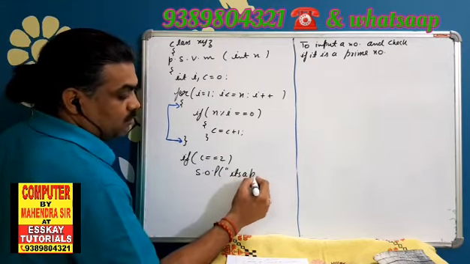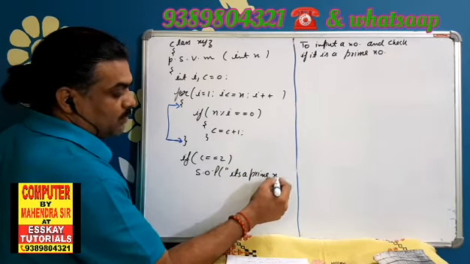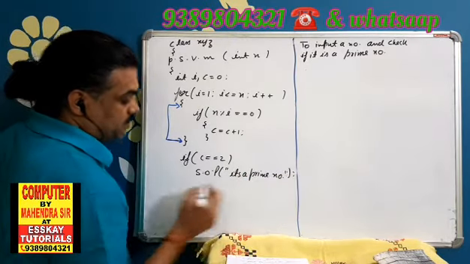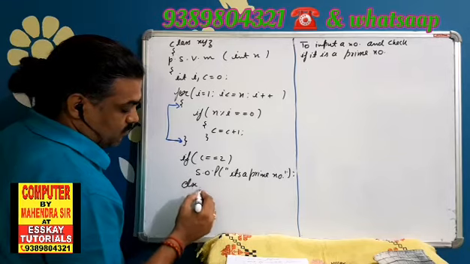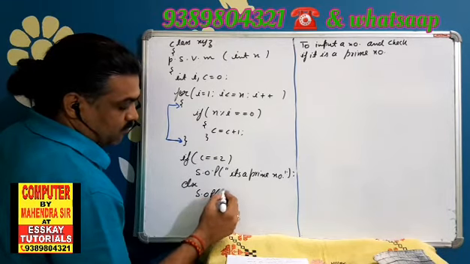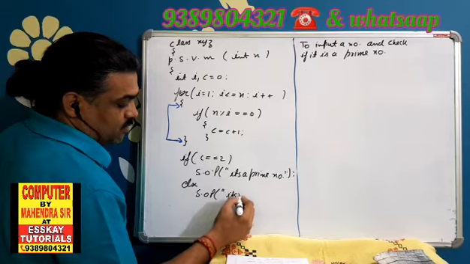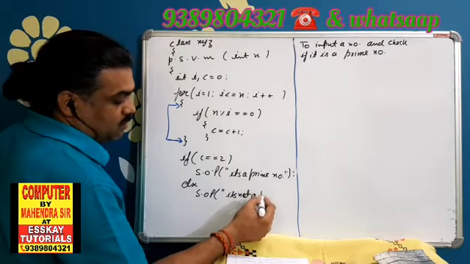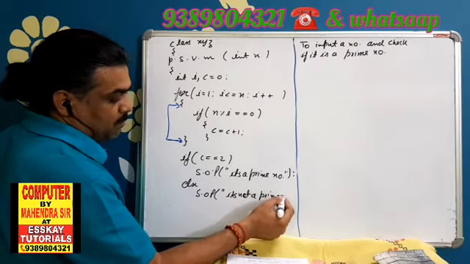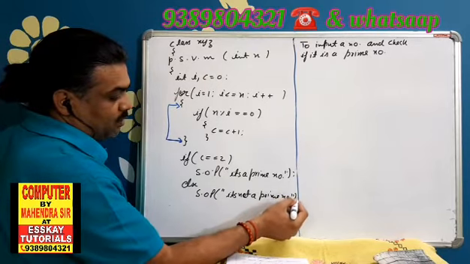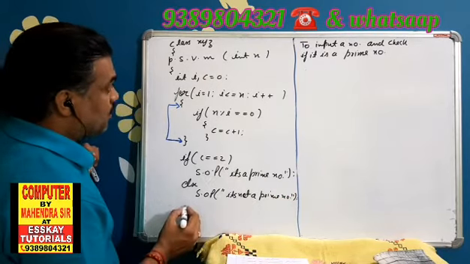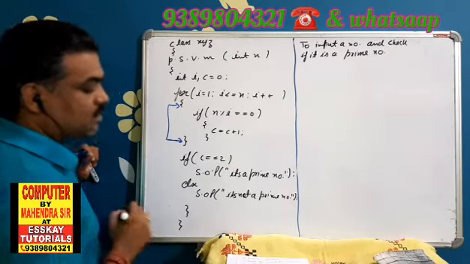It's a prime number. Else it's not a prime number. Right? And I close the main and the class.